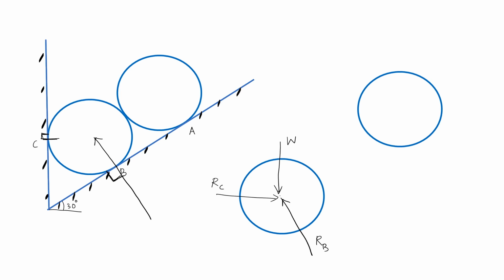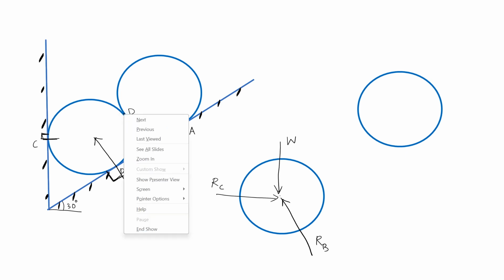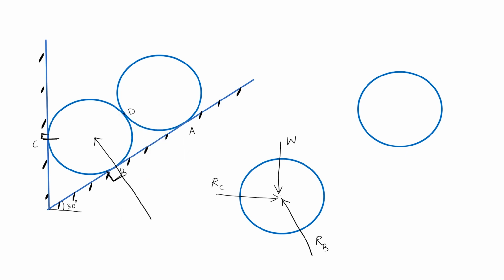Then, are any other reactions present here? Yes, there will be a reaction at this point of contact between two bodies. So here there will be a reaction through its point of intersection like this, and this will be through this point and will be like this towards the center.